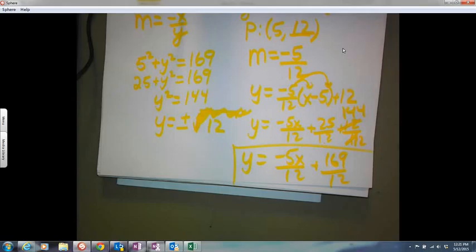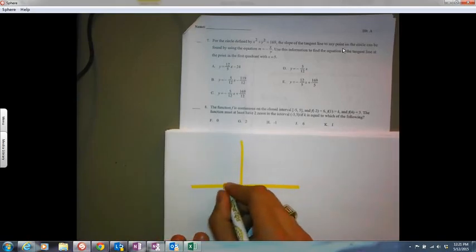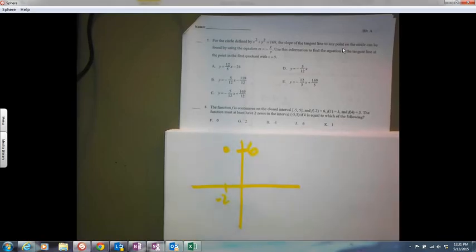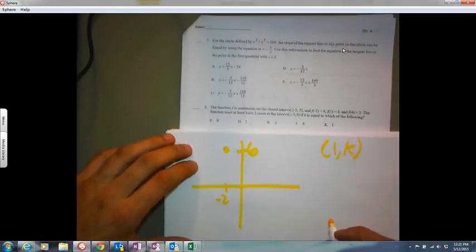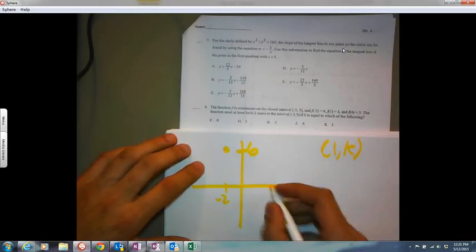Okay, number 8 is H. It says the function is continuous on the closed interval. It says f of negative 2 is 6. That's right here. It says f of 1 is k. Don't know what that is. There's 1, k. And it says f of 4 is 3. So here's 4, there's 3 right there.